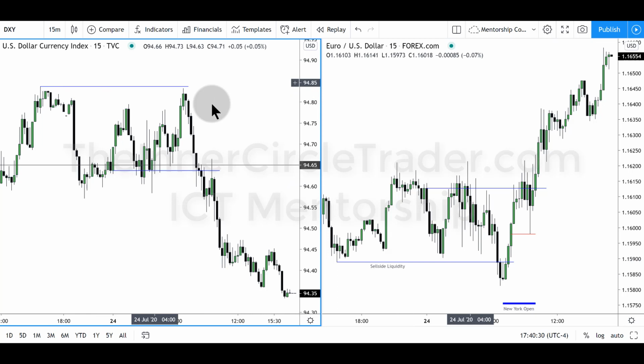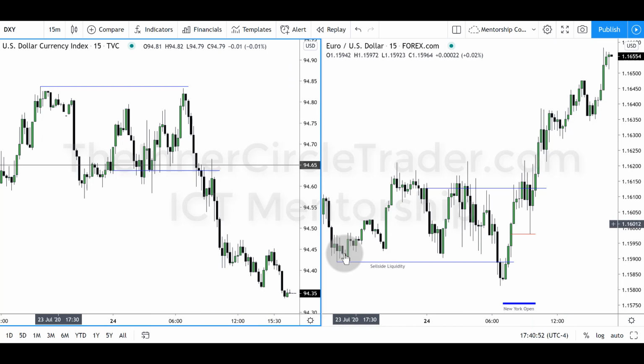Distribution, which one failed to make a higher high? This. So it's weak dollar. What's it going to reach for? A more meaningful protraction below the old low at 94.65. High, low in between, higher high, inside of the SMT.